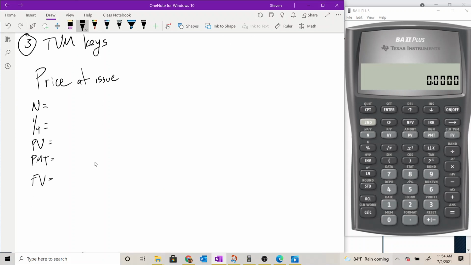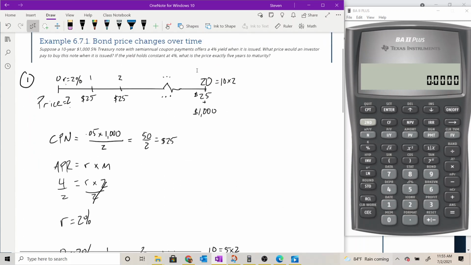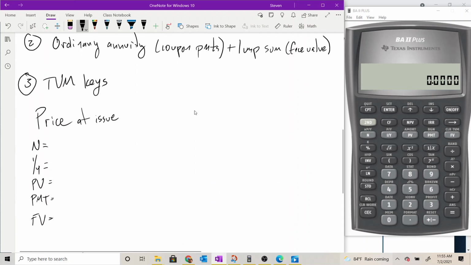All right, the total number of periods when the bond is issued is 20, because it's a 10-year bond, but it's making payments twice per year, so we have 20 total payments. Our interest rate, since this is 26-month periods, we need the effective 6-month rate plugged in on I over Y, and we figured out that was 2%. Present value is what we're looking for, so put a question mark there.